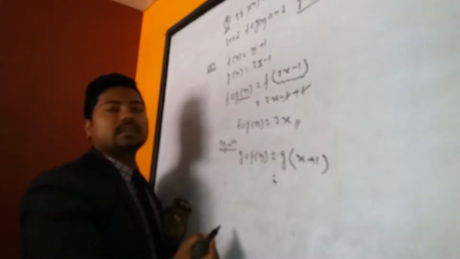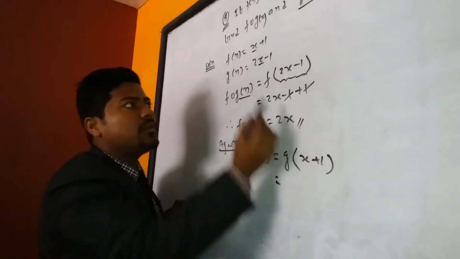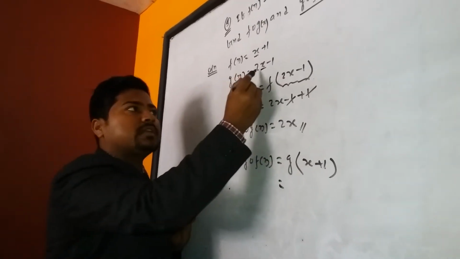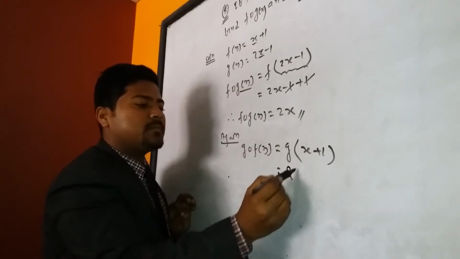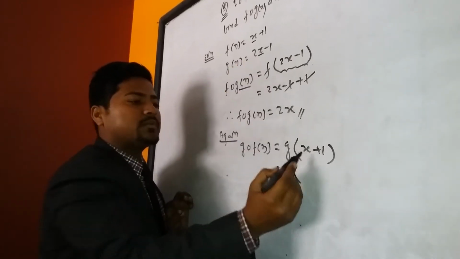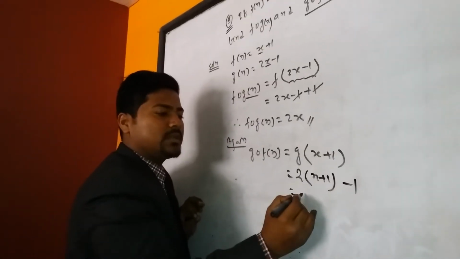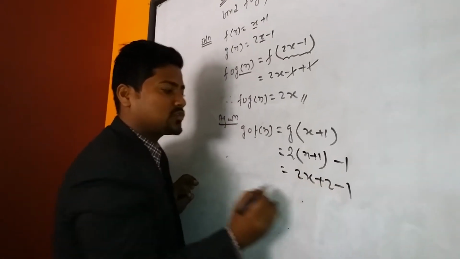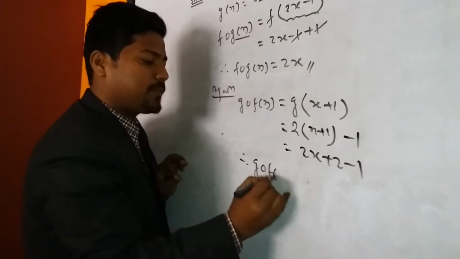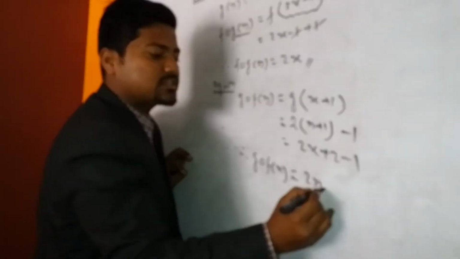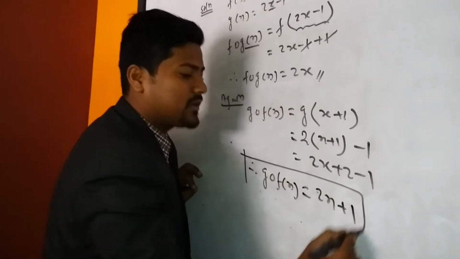So this value in the place of x you have to write. So you have 2 given, write the same, with brackets. In the place of x, what do we have to write? x plus 1. Minus 1 is already here. So multiply: 2x plus 2 minus 1. Therefore, g of f of x is equal to 2x plus 1. This is our next answer.